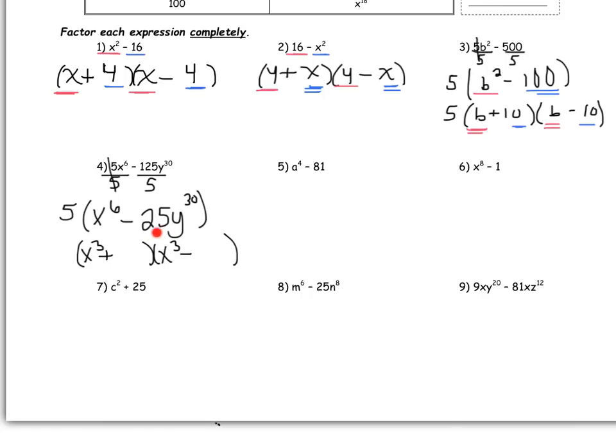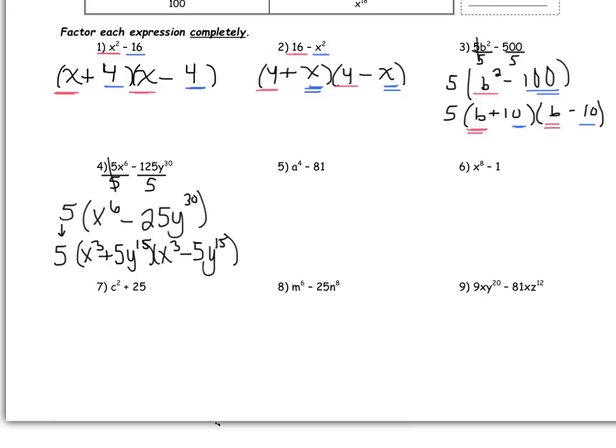And let's take care of the 25 first. So the 25 breaks down into 5 and 5. And y to the 30th, well, what's half of y to the 30th? Y to the 15th, y to the 15th. And don't forget to bring down that 5. That would be your final answer.